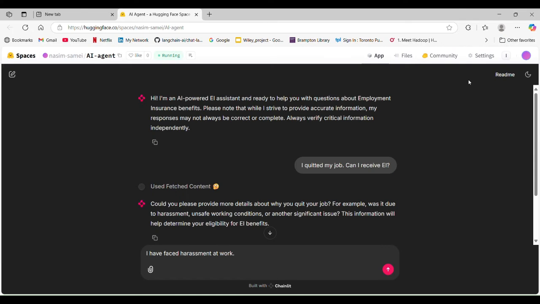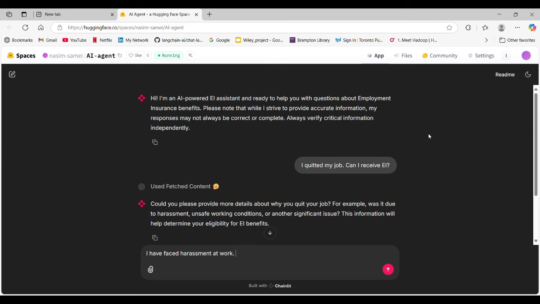Now let's check the demo of my application. I will start by asking the EI assistant, I quit my job, can I receive EI? Since quitting a job voluntarily, you are not generally eligible to receive EI benefits. However, there is an exception to this, for example, experiencing harassment at work or having an unsafe working condition.